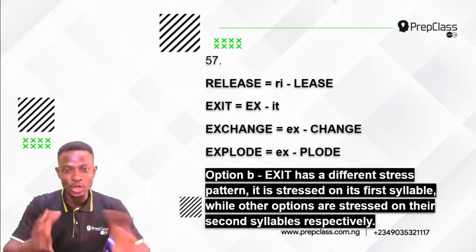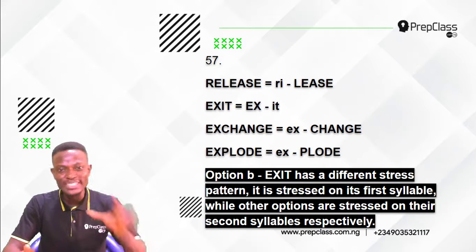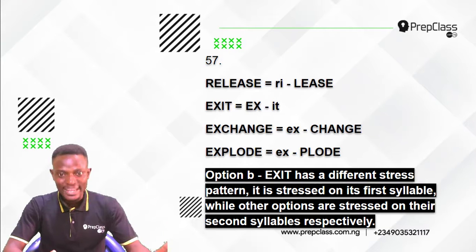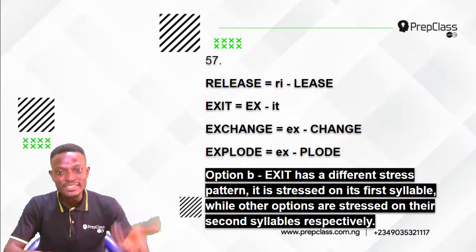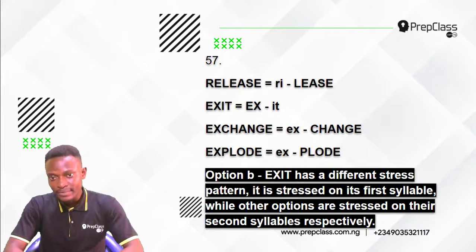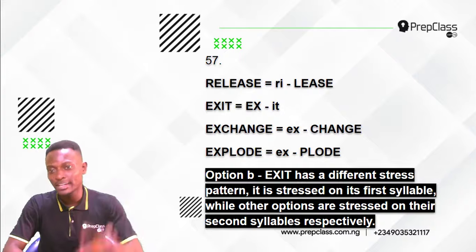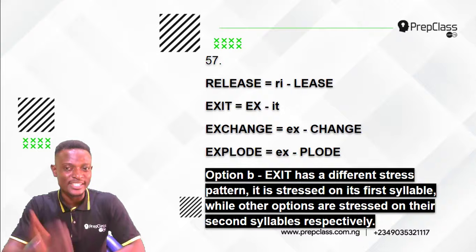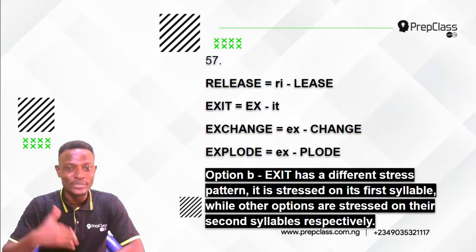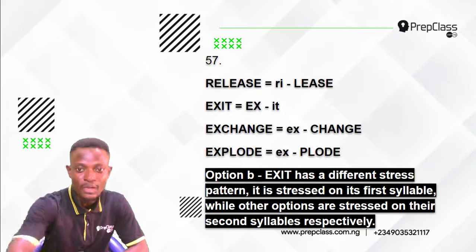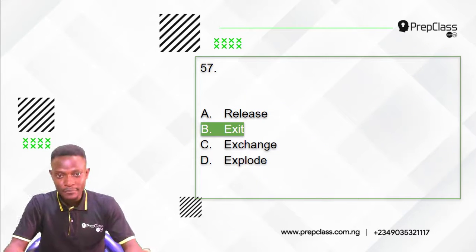So, looking at all of these options, the option with the different stress pattern is option B, exit. Now, the stress falls on the first syllable for exit. It is stressed on its first syllable, while other options are stressed on their second syllables respectively. So, the answer is option B.